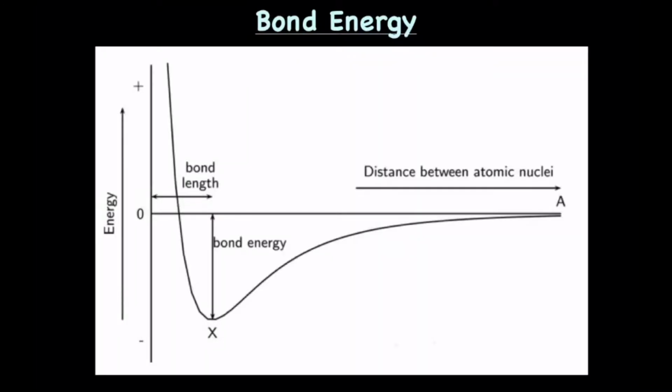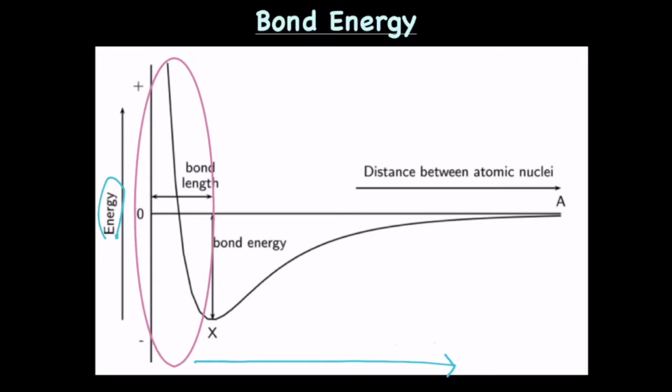All right, so here's a little graph representing what we just discussed. On the left here, we have increasing energy going up. And remember, the lower the energy, the more stable. And increasing distance between two atoms going across. All right, and as you can see in this area here, the atoms are very, very close together, and the energy is very, very high.